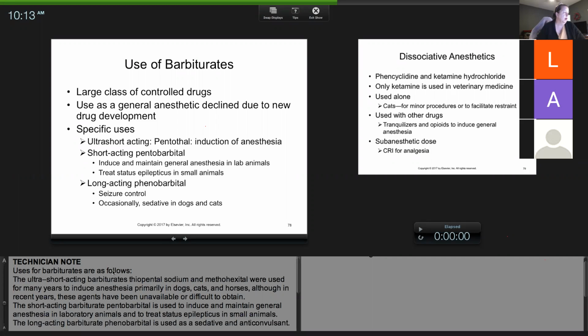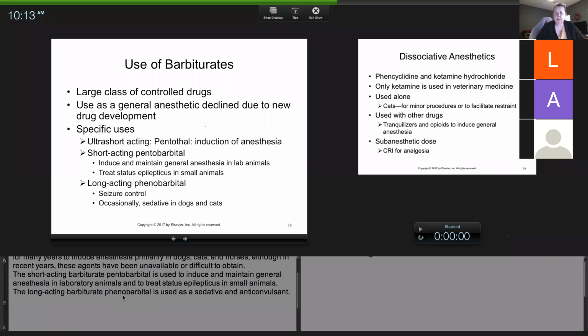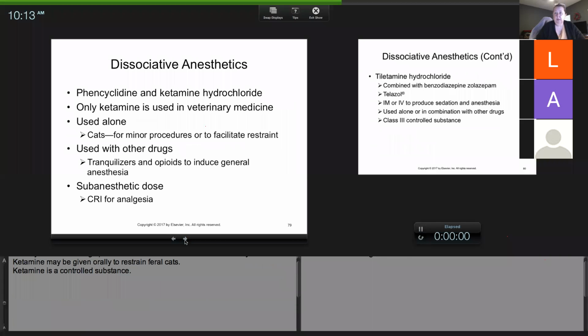So there are some notes underneath here. Like I said, I don't think you can get thiopental anymore. Maybe you can get it in research. Okay. Now, the dissociative category is basically, well, there's phencyclidine, but really ketamine is the main drug that we use in veterinary medicine.